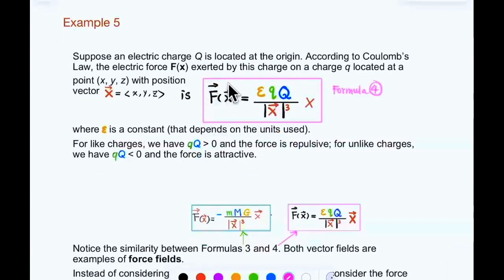So now we're going to talk about electric charge, okay, Q. So think about it, you have this Q, the electric charge Q over here, and then you have another one, this. Then there will be force between these two, between this Q and this Q. Okay, so let's put this big Q here at the origin. Okay, according to Coulomb's law.